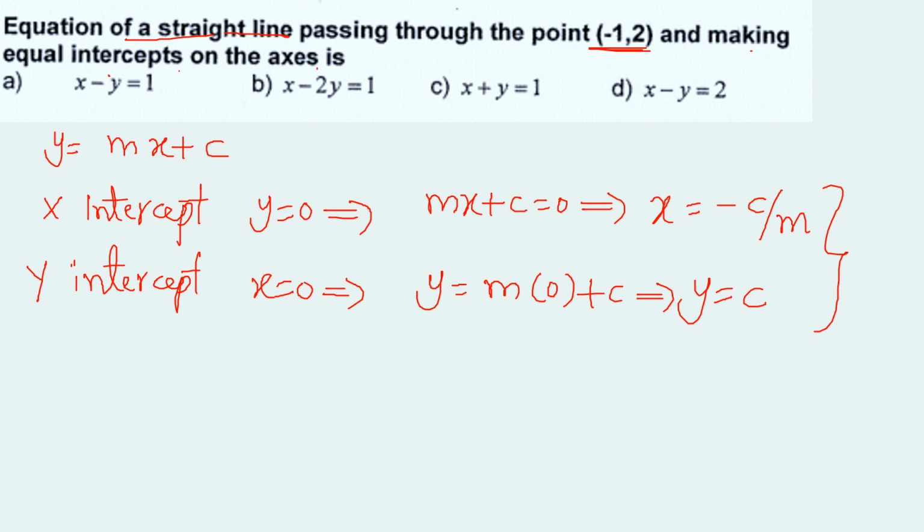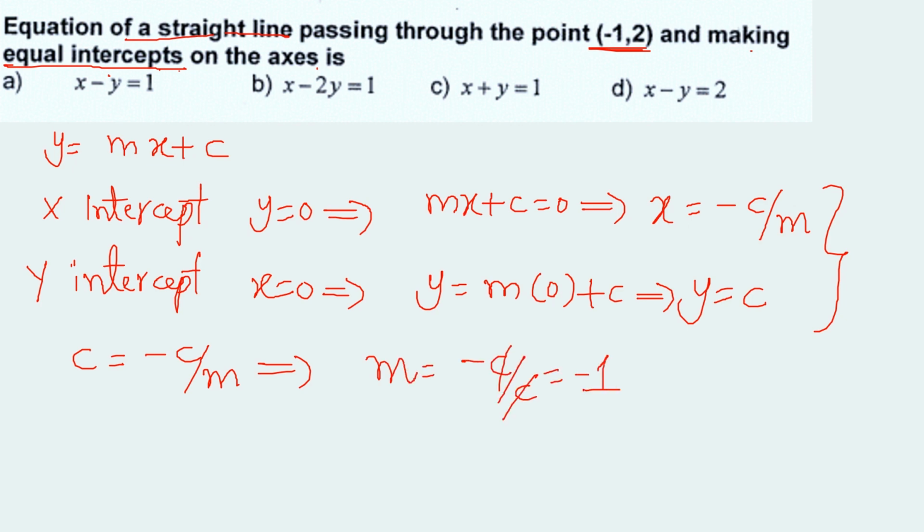But in the question it is clearly given that both the intercepts are equal. So c equals minus c by m. That yields m equals minus c by c. C gets cancelled. We will have m equals minus 1. So the equation reduces to y equals minus x plus c.